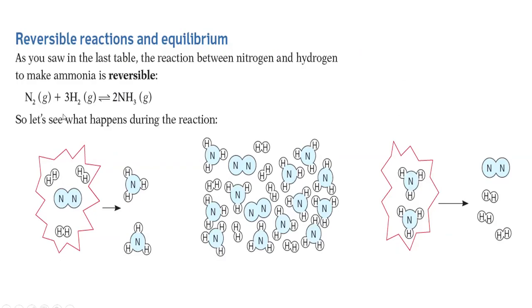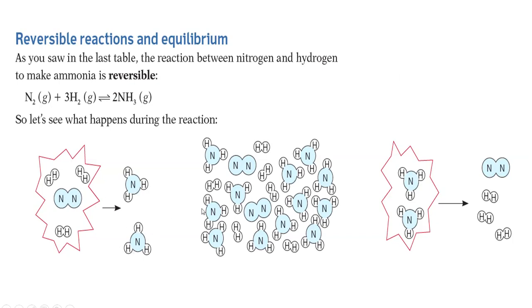Let us take an example of formation of ammonia. Nitrogen reacts with hydrogen to form ammonia. This is a reversible reaction. In a closed container where nitrogen and hydrogen are mixed, 3 molecules of hydrogen react with 1 molecule of nitrogen to form 2 molecules of ammonia.